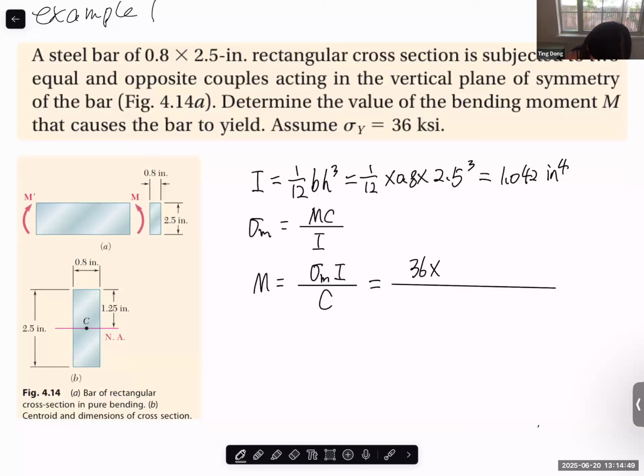So we know that yield strength is 36 ksi. We use inch-pound, so psi. What did I see? c is 1.25 inches.